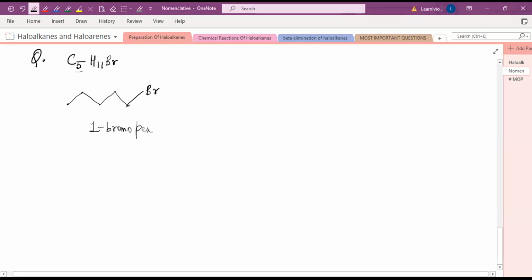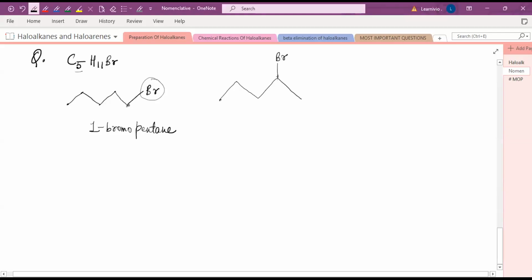So it's pentane. Now, just shift. You have to shift this halogen group to each and every carbon, and check whether it is giving a unique arrangement or not. So let's shift this bromine group here. One, two, three, four, and five carbons are there. Now attach this bromine here.